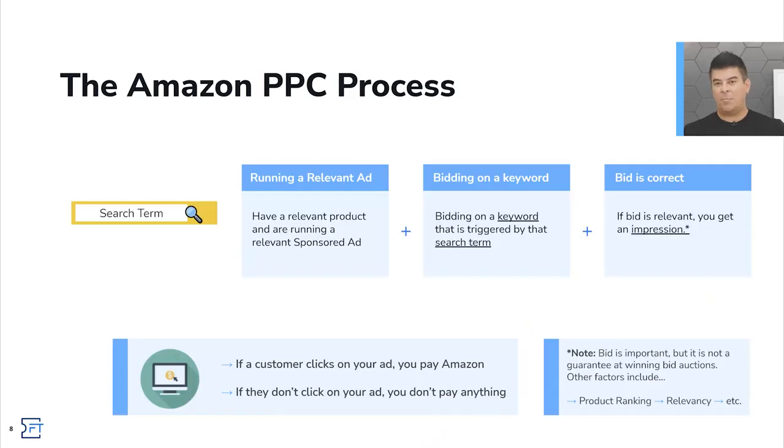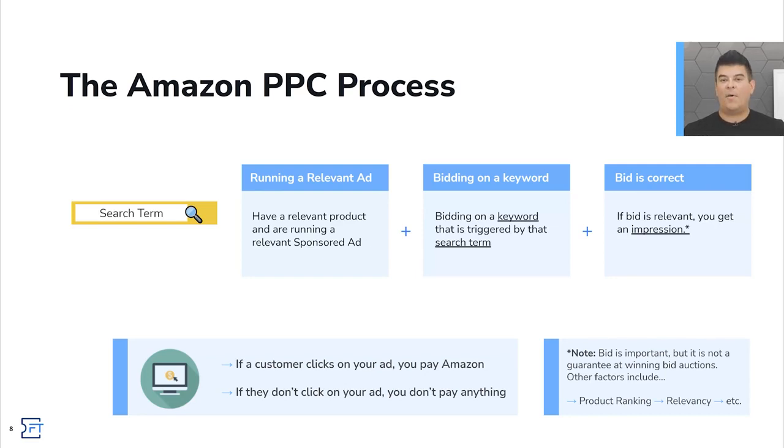Now this is the Amazon PPC process, just so you can see it laid out as I just described it. A customer enters a search term into the search bar, and if you're running a relevant ad for that particular keyword, you potentially are going to be seen if you're also bidding on a keyword that is either exactly or similarly or close to that particular search term that the shopper typed in. Now, if your bid is correct, then you might get an impression.